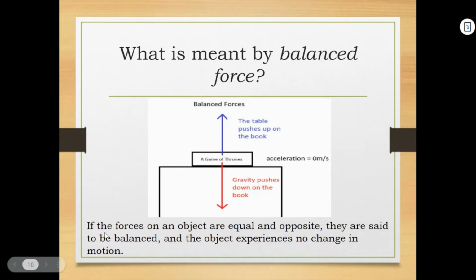And like it says down here, if the forces on an object are equal and opposite, they are said to be balanced, right? So the two forces we're talking about in this case are the force of the table pushing up on the book, and then gravity, which pushes down on the book.